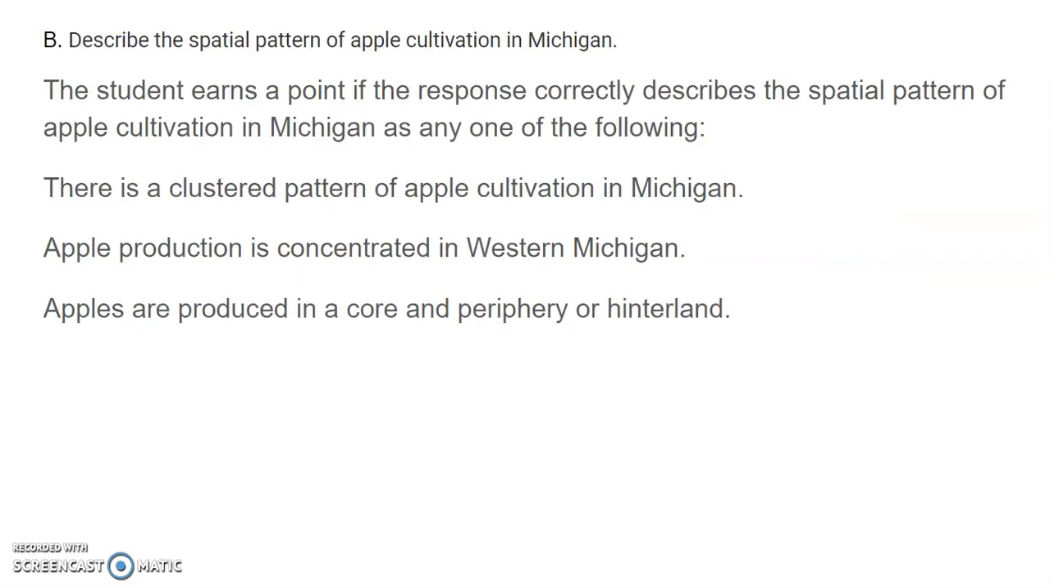Next, describe the spatial pattern of apple cultivation in Michigan. The student earns a point if the response correctly describes the spatial pattern of apple cultivation in Michigan as any one of the following. There's a clustered pattern of apple cultivation in Michigan. They could have that apple production is concentrated in western Michigan. They could have that it is concentrated in western middle Michigan. Western central Michigan would all be fine.